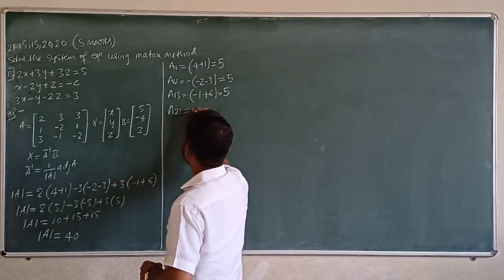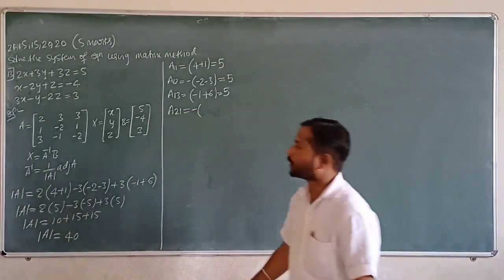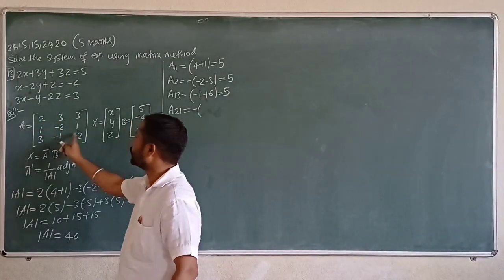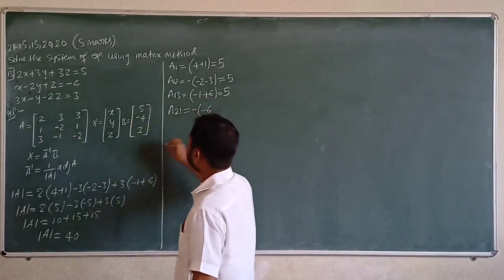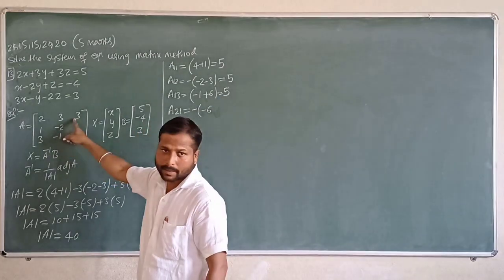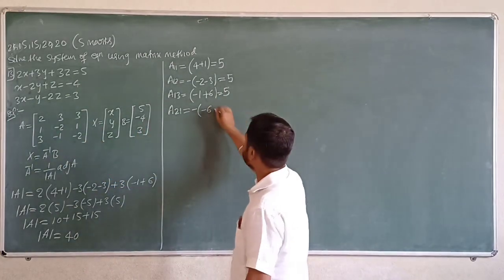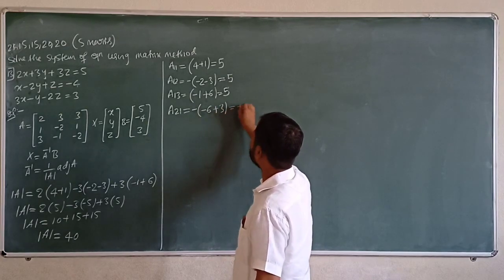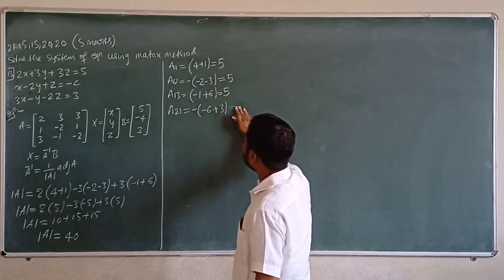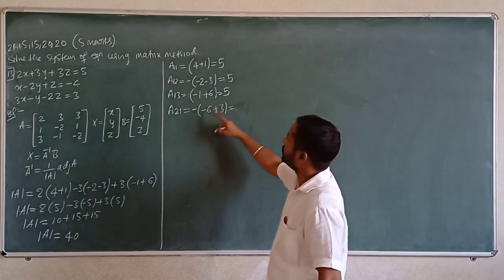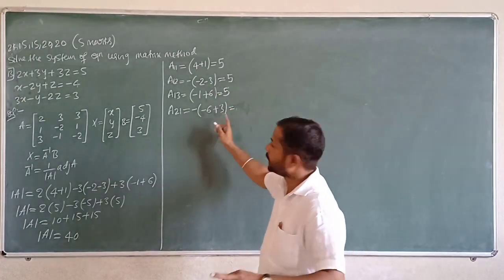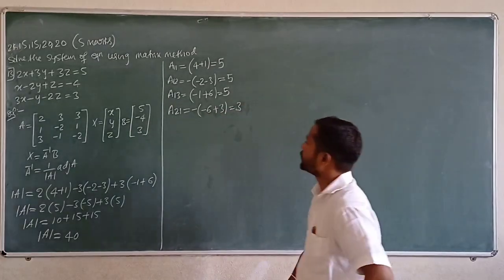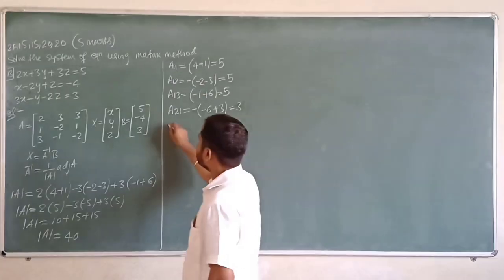Next take A21. A21 is positive or negative? Negative. Delete second row, first column. Then 3 into minus 2, minus 6. Minus into plus minus, minus into minus plus, 1 3s are 3. Minus 6 plus 3 is minus 3. Keeping the minus sign as it is, minus 3 becomes plus 3 now.